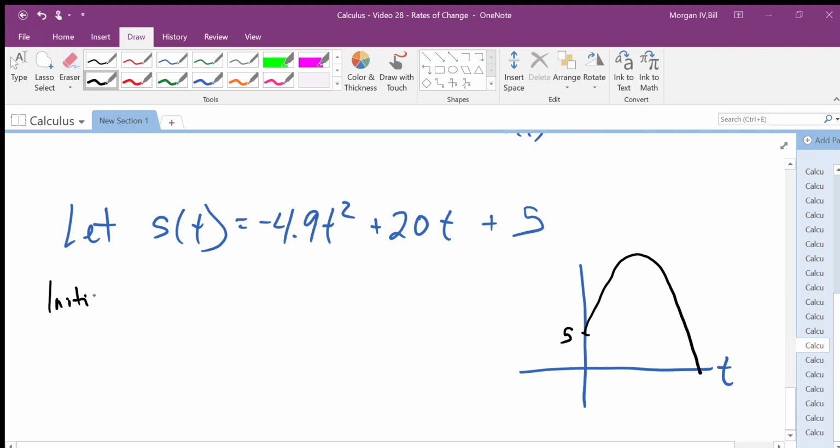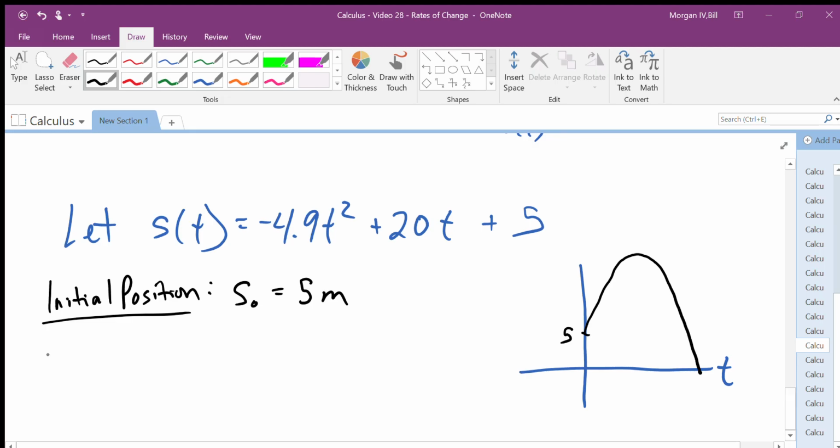Initial position. All right, initial position, S naught. That is the S value, the position value, when t is equal to 0. And if t is equal to 0, we get 5 meters. So we start at the height of 5 meters.